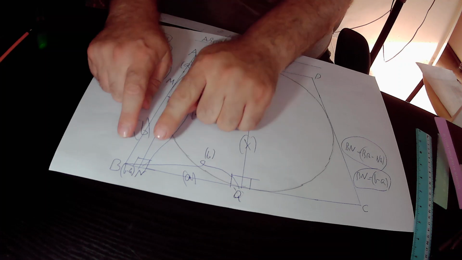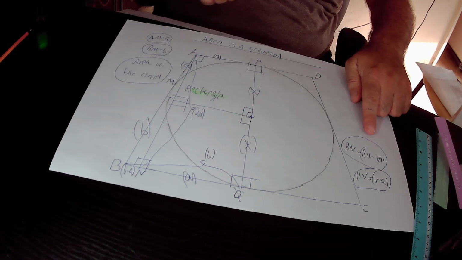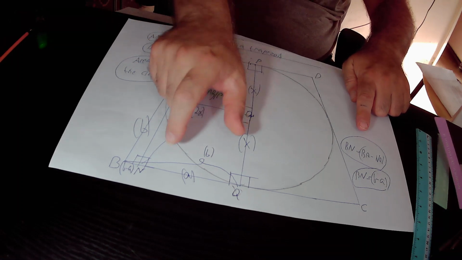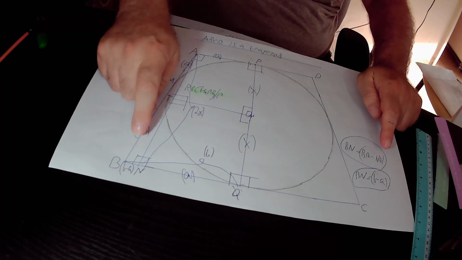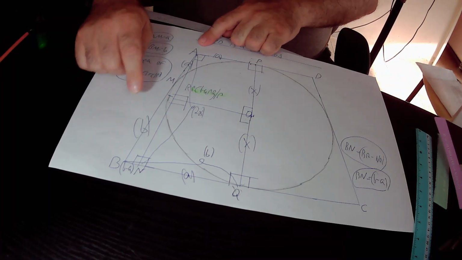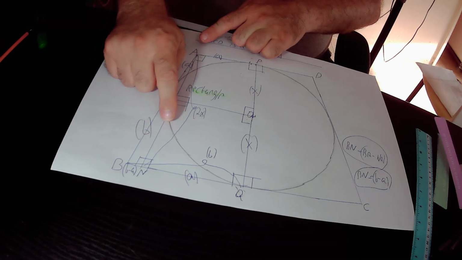What is the length of this missing side BN? BN equals BQ minus NQ. So BN equals BQ, that is B, minus NQ, that is A. So in total, BN equals B minus A. This side AB equals A plus B. BN equals B minus A, and AN equals 2x.